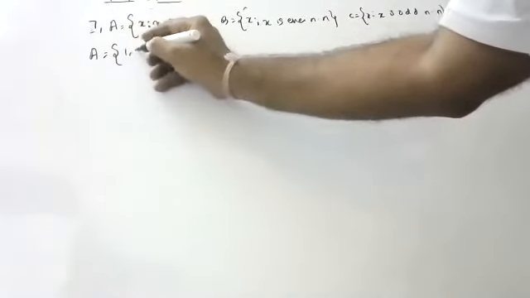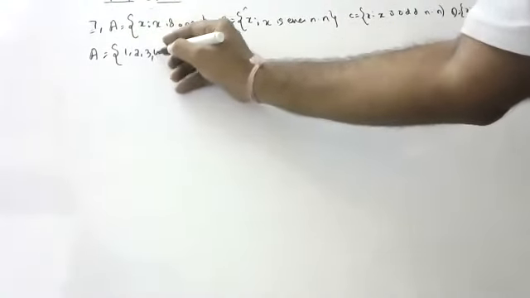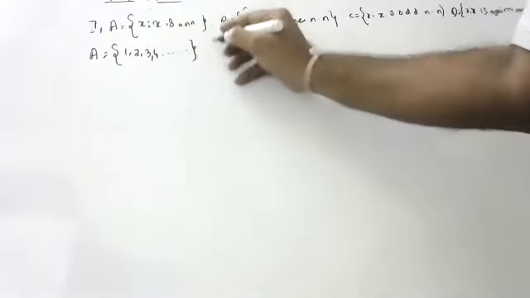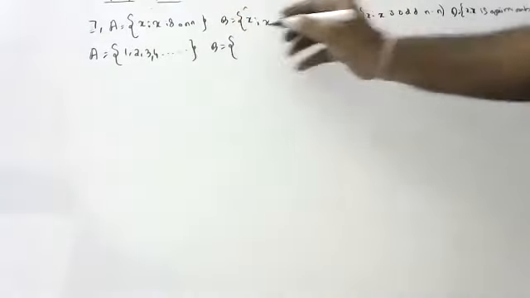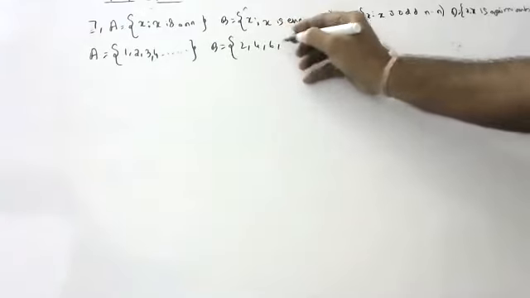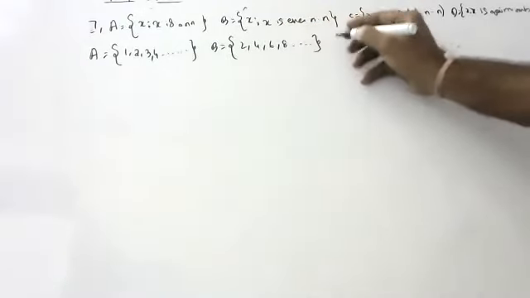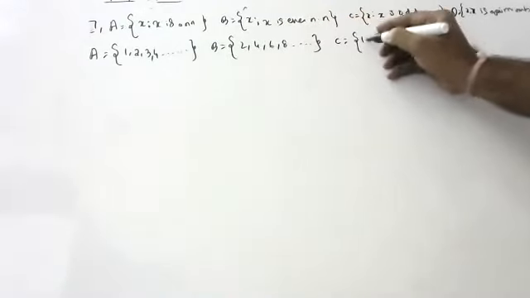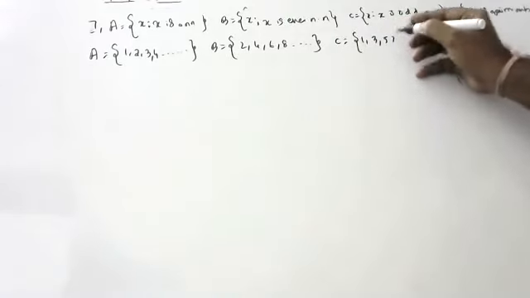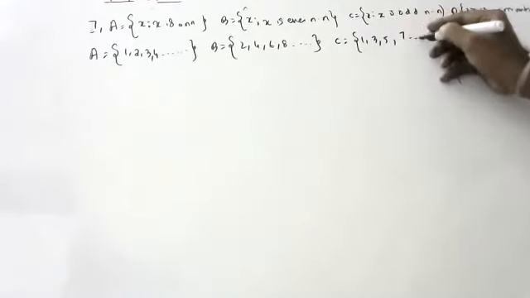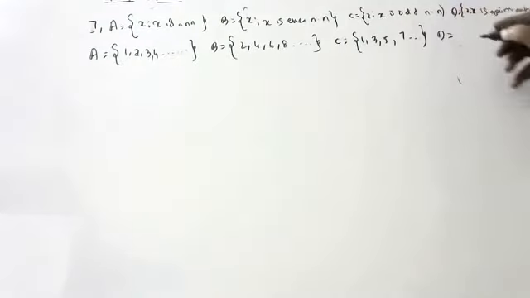Children, tell me A. A is 1, 2, 3, 4, 5, 6, 7, and so on. Can anyone tell B? B is 2, 4, 6, 8, 10, 12, and so on. Can anyone tell C? C is 1, 3, 5, 7, 9, 11, and so on. Can anyone tell D? D is 2, 3, 5, 7, 11. I hope you all understood.